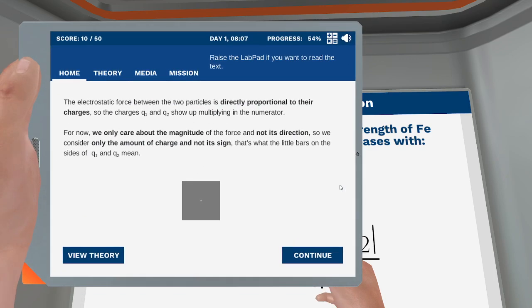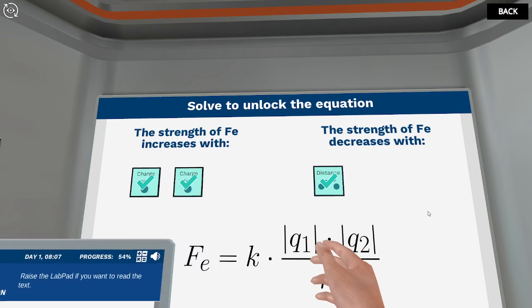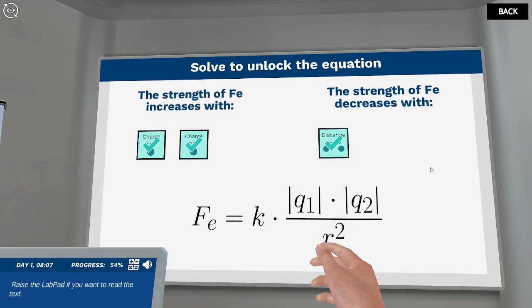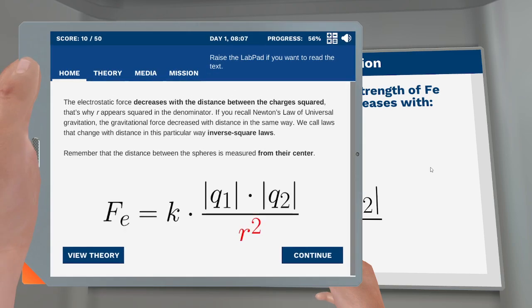The electrostatic force between the 2 particles is directly proportional to their charges, so the charges Q1 and Q2 show up multiplying in the numerator. For now, we only care about the magnitude of the force and not its direction, so we consider only the amount of charge and not its sign. That's what the little bars on the sides of Q1 and Q2 mean. The electrostatic force decreases with the distance between the charges squared. That's why R appears squared in the denominator.